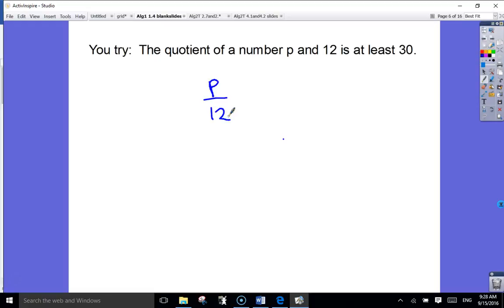What are the values then? Could it be 30? Could it be 29? Could it be 31? Actually, it could be like 30, 31, 32. Okay, which symbol are you going to use to say that? Greater than or equal to 30.